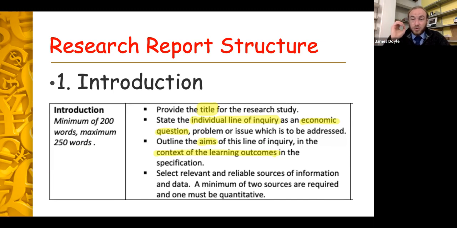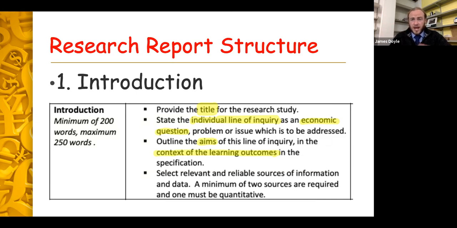Now, it's not an essay, it's a research study report. That's a very clear thing to get in your head, and it's very clear in the documentation. It's a research study, not an essay. So there's a title, the line of inquiry, and the aims, and the aims are in the context of the learning outcomes.